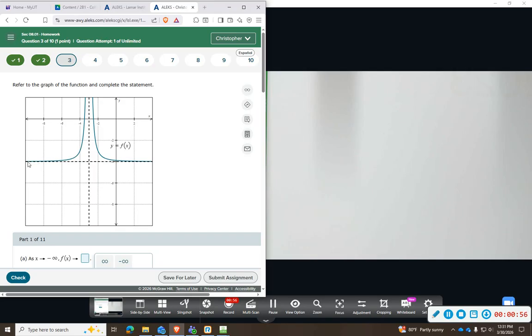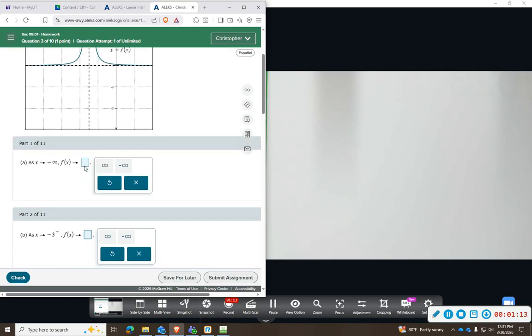So when you see this is an asymptote, that means it's going to get really close, never cross that line. So as x is going to the left, this blue line is getting closer and closer and closer to this dotted line at -4. So we would just say the y value, which is f of x, is going toward -4.